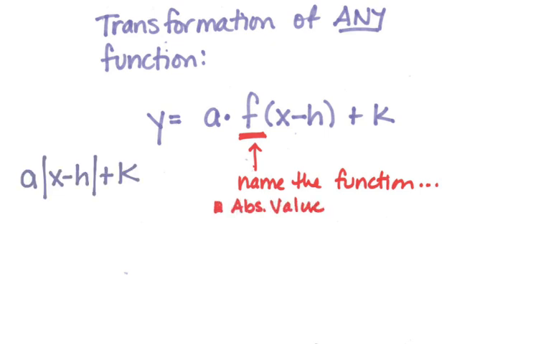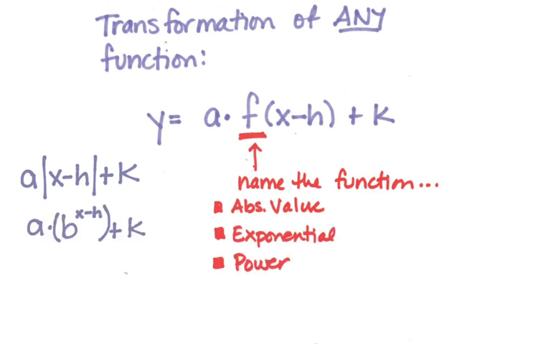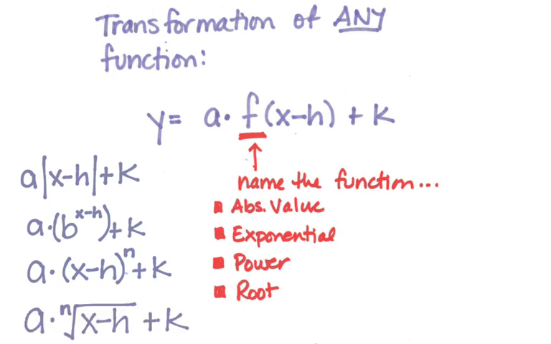We have absolute value function, so it could look like this. We have exponential function, so it could look like that. We have a power function. Now, make sure that you know the difference between exponential function and a power function. Power function is like saying a quadratic or a cubic and things like that. Exponential function is when we have a base. Okay. The root, like a square root or a cube root or any kind of root, we have same thing. We can have transformations of any of those functions.